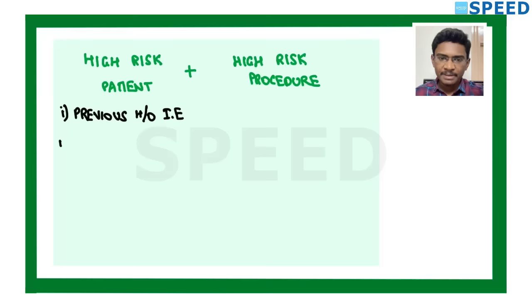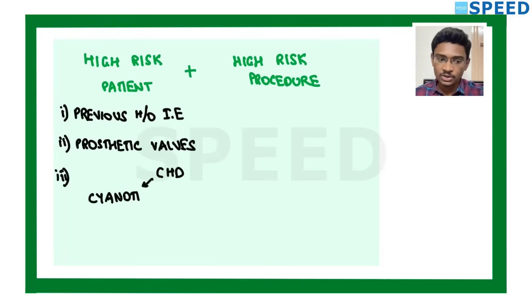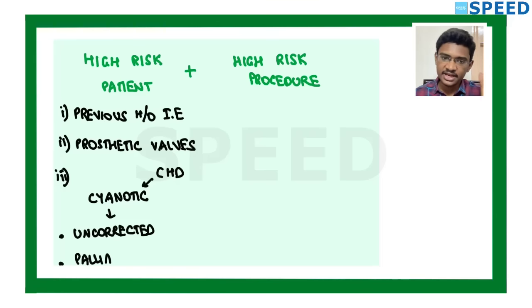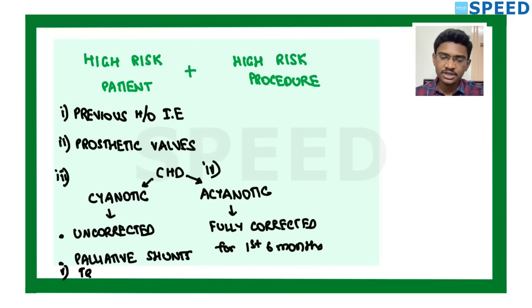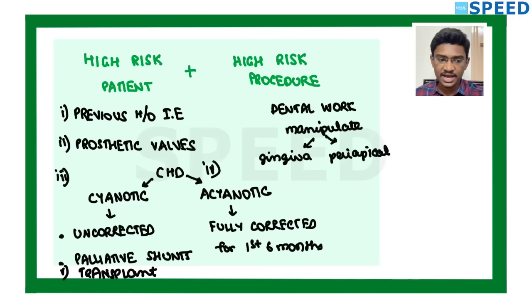First is a patient with a history of previous infective endocarditis. If one more attack comes, it will be very severe and might lead to complications. Next is prosthetic valves. They need prophylaxis. Next is congenital heart disease. If it is cyanotic and uncorrected or partially corrected, they need prophylaxis. Usually acyanotic heart disease doesn't need prophylaxis. Even in ASD, after patch closure, during 6 months they will need prophylaxis, but after that, they won't. Any history of cardiac transplant, all these are high risk patients.